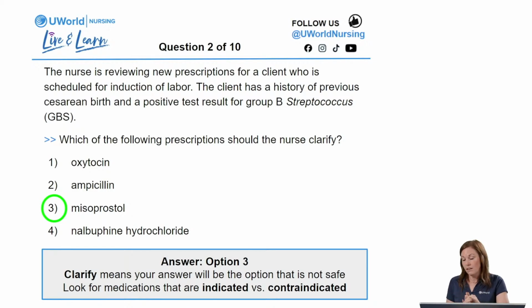Now, I saw a lot of you guys got held up on option 1, oxytocin. The difference between the two: oxytocin can be used to stimulate or induce labor, but it's an IV medication. So we can discontinue it, we can turn it down, but misoprostol, once you give it, you can't take it back. And because of how it works, it places the client at increased risk for uterine rupture. So it's definitely a contraindication. Hope that was helpful.